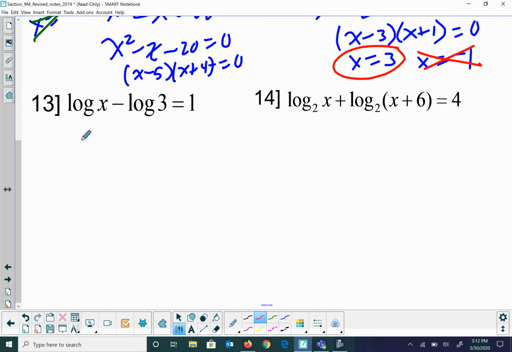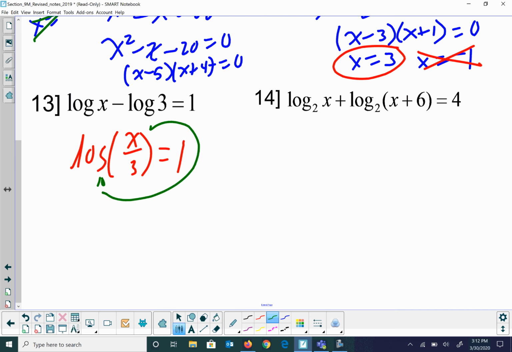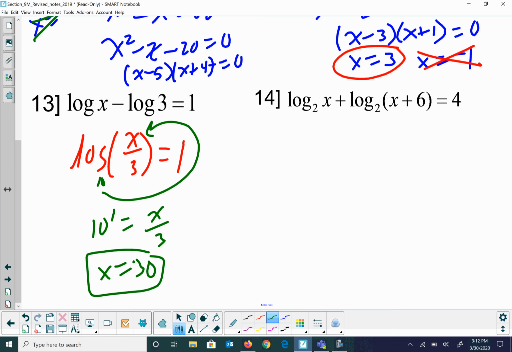All right, so we're subtracting it, so that means I'm going to have log x over 3 equals 1. Remember, that's base 10, and I'll do this one as a shell rather than raising both sides. So I get 10 to the first is equal to x over 3. 10 to the first is 10, so x is equal to 30. If I plug 30 back in, do I get a negative log? And the answer is no, so that answer works fine.